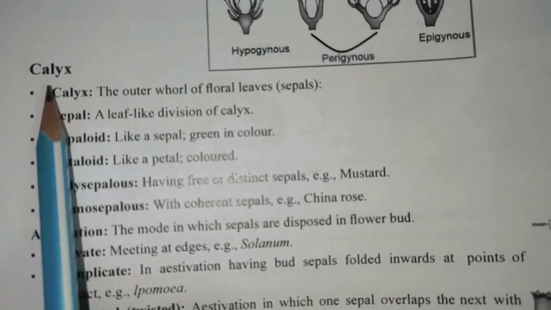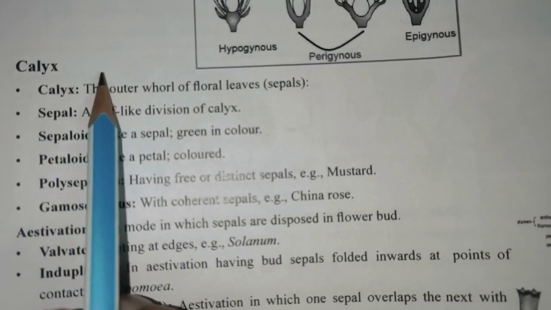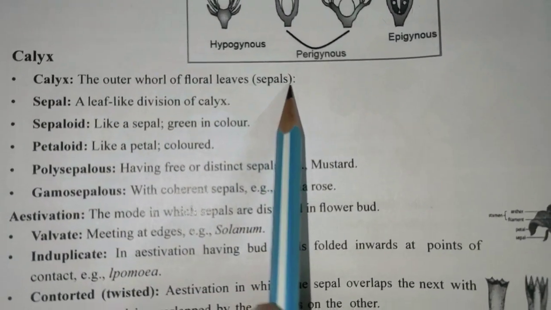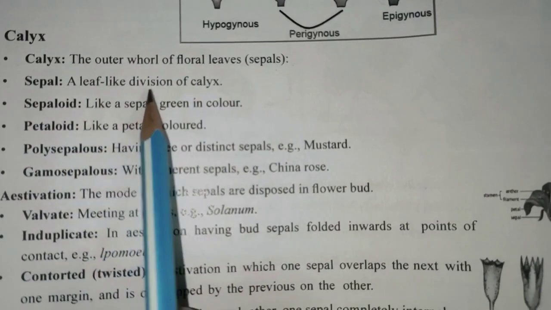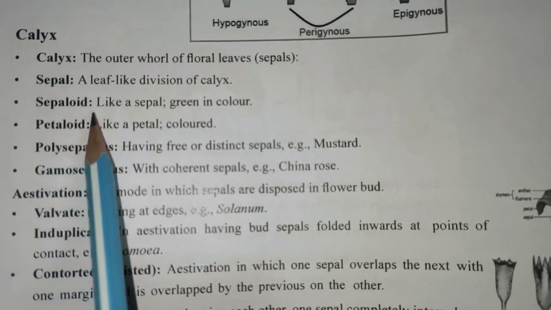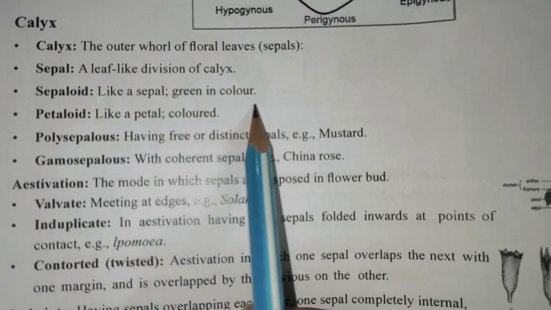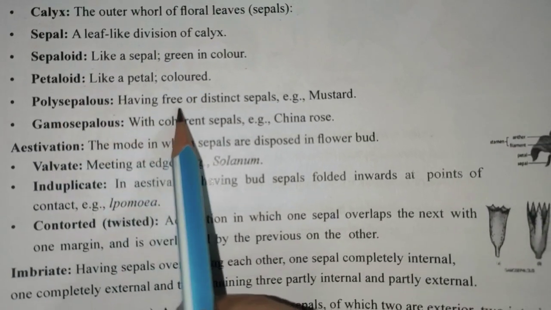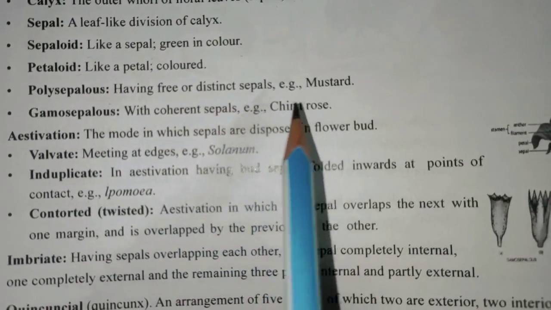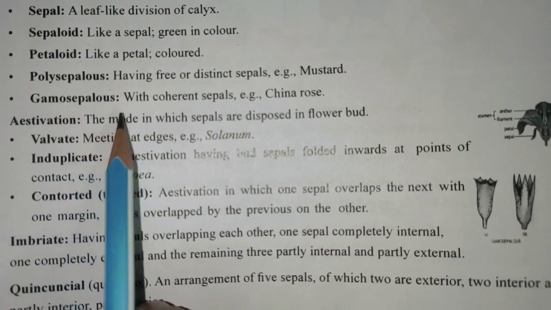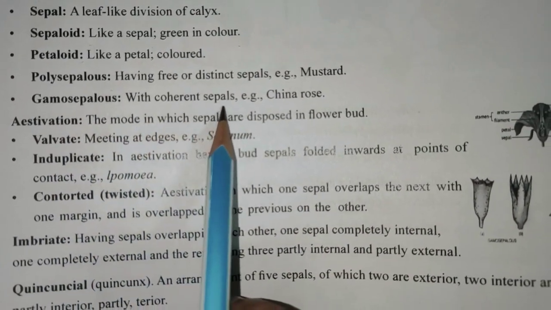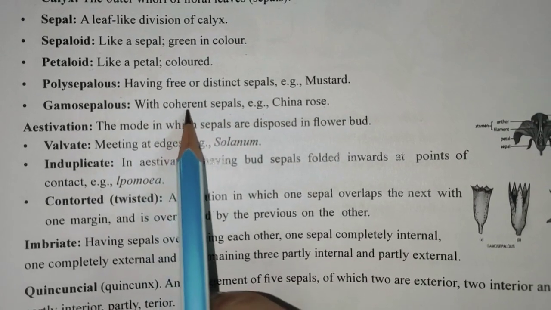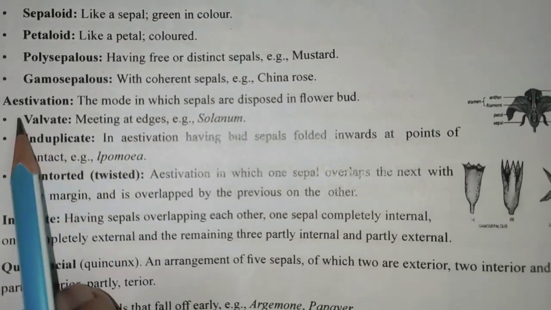Calyx, it is the outer part of flower. Calyx, the outer whorl of floral leaves, commonly called sepals. Sepal, a leaf-like division of calyx. Sepaloid, like a sepal, green in color. Petaloid, like a petal, colored. Polysepalous, having free or distinct sepals, for example, mustard. Gamosepalous, with coherent sepals, for example, China rose, in which all sepals are joined.